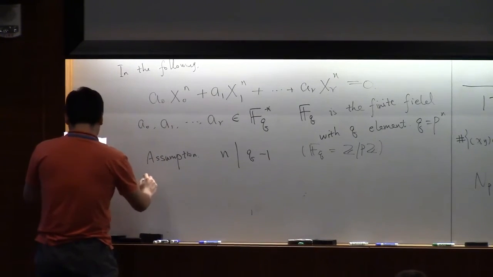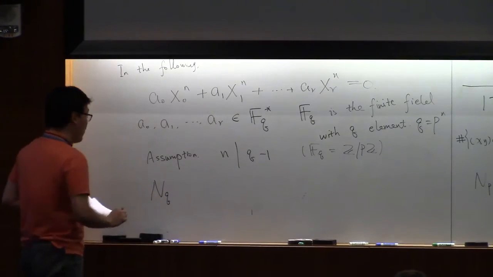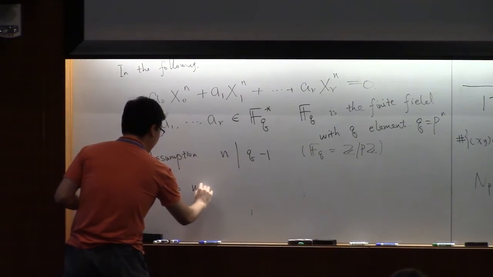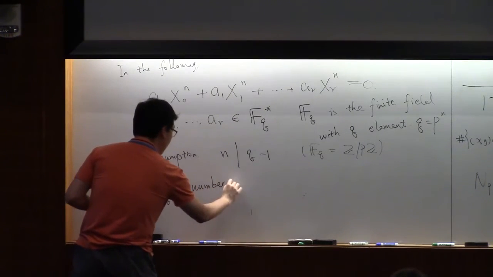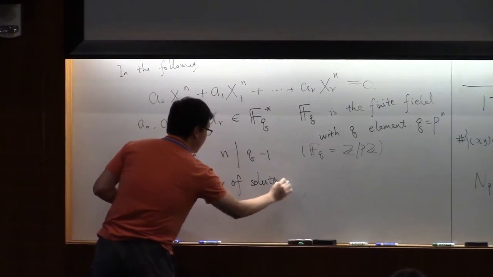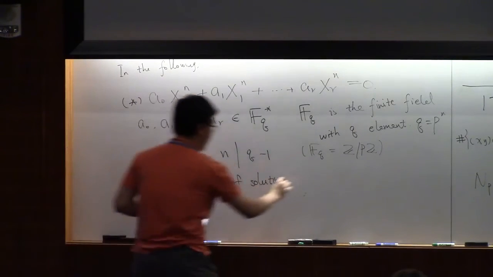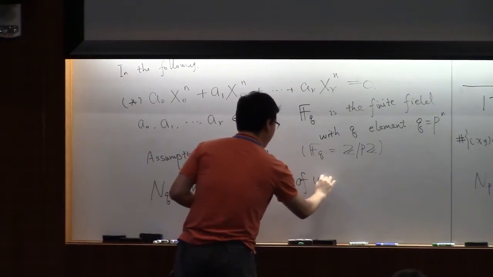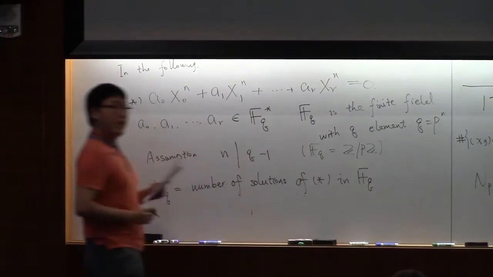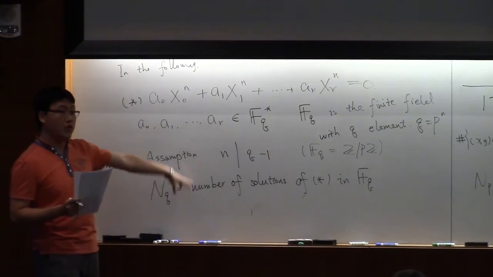And then I denote by N_q the number of solutions of this equation star in the finite field Fq. I want to compute this number.